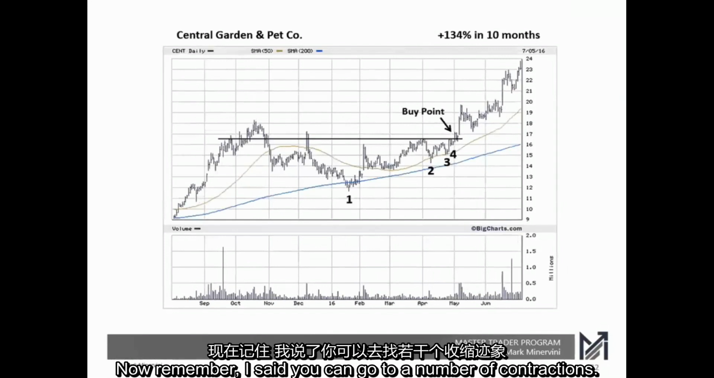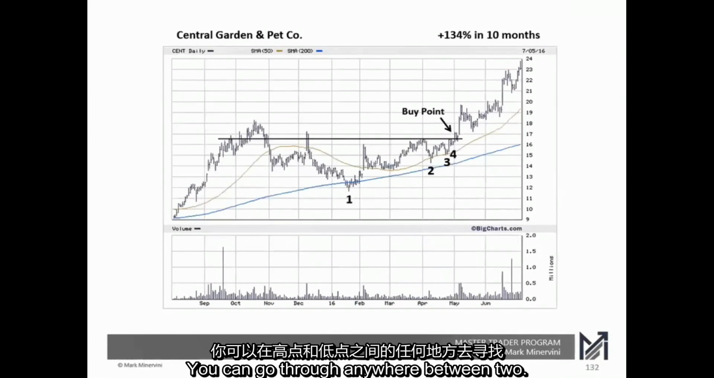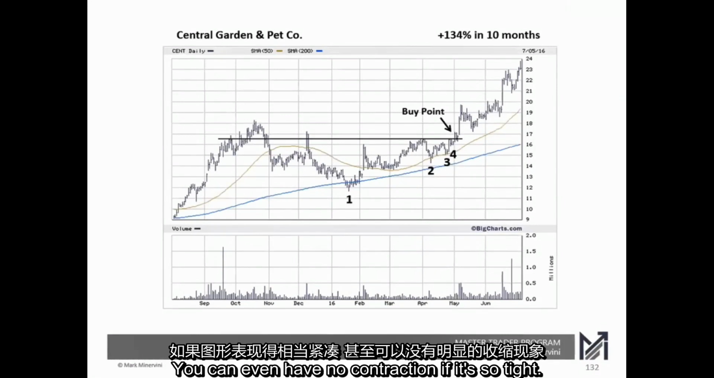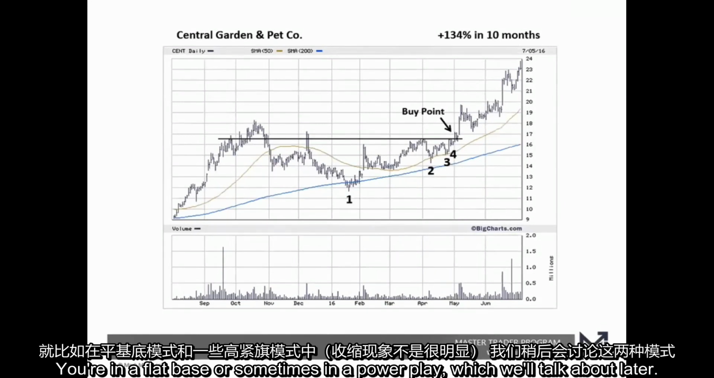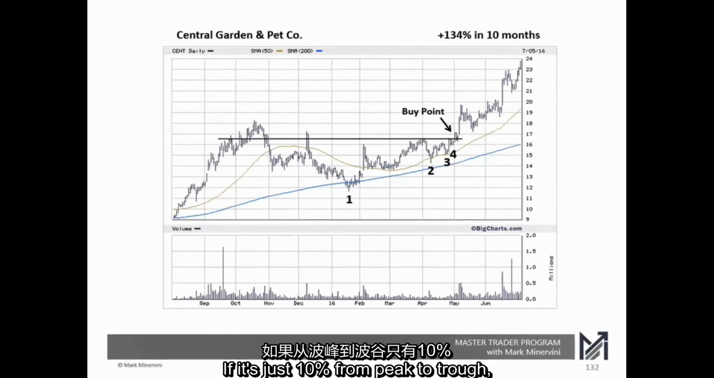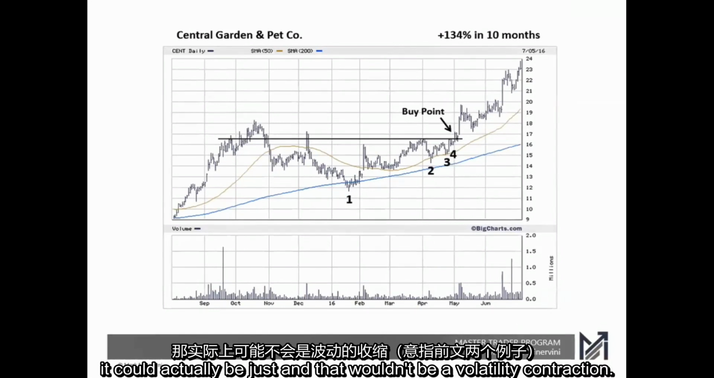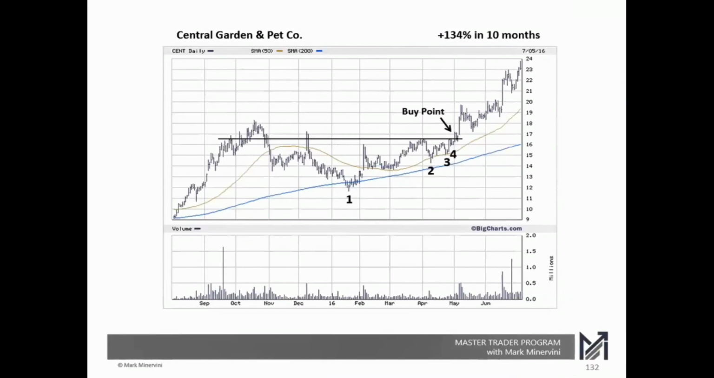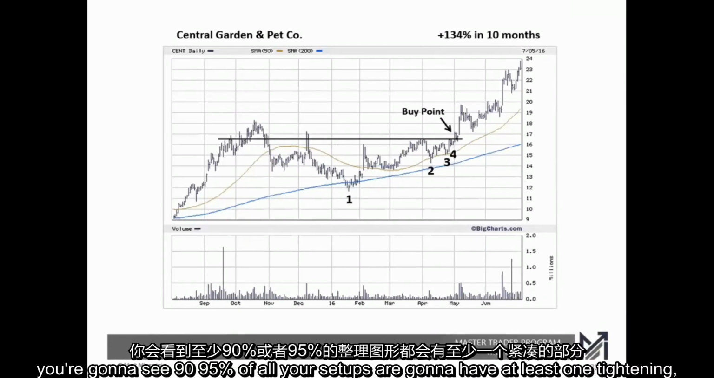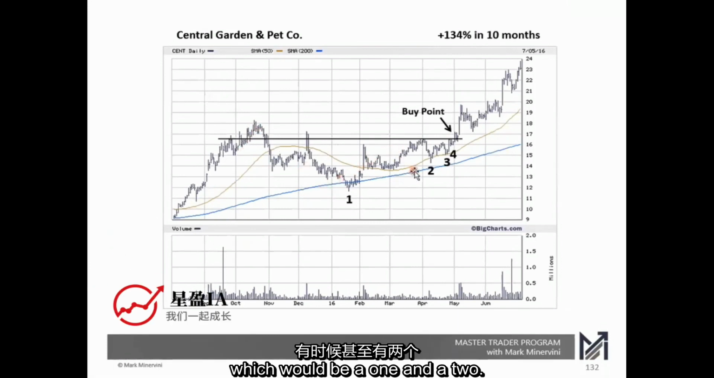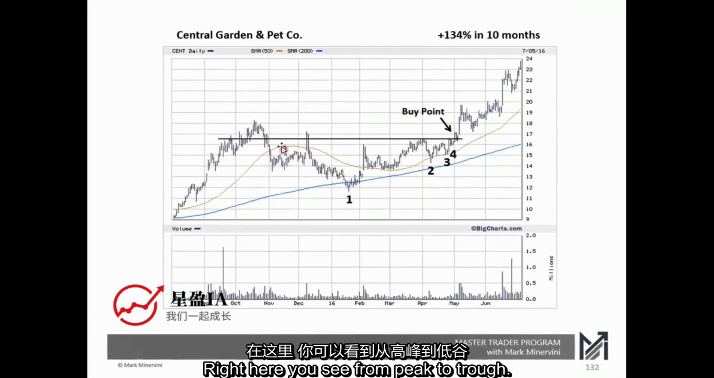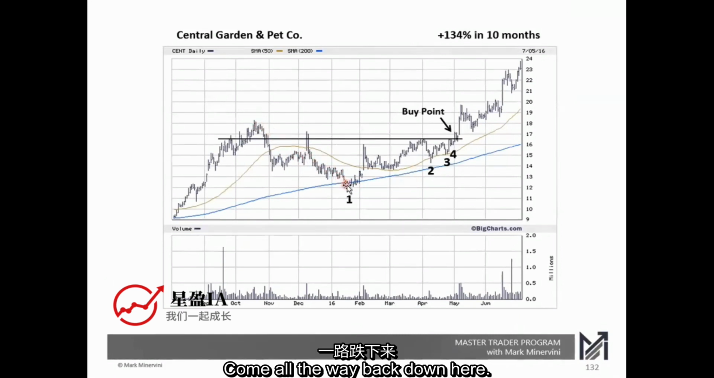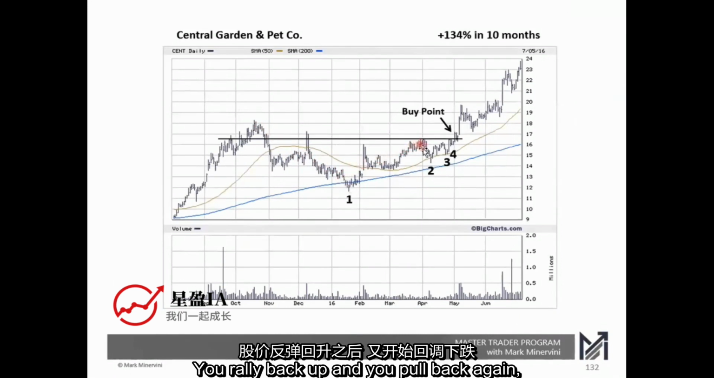Now, remember I said you can go through a number of contractions. You can go through anywhere between 2, and you can even have no contraction if it's so tight and you're in a flat base, or sometimes in a power play, which we'll talk about later. If it's just 10% from peak to trough, that wouldn't be a volatility contraction. That would just be a very tight pattern. But generally speaking, 95% of all your setups are going to have at least one tightening, which would be a 1 and a 2. But many of them are going to have 3 or 4, and you're even going to see 5 and 6 at times. So right here, you see from peak to trough, it comes all the way back down here, you rally back up and you pull back again.